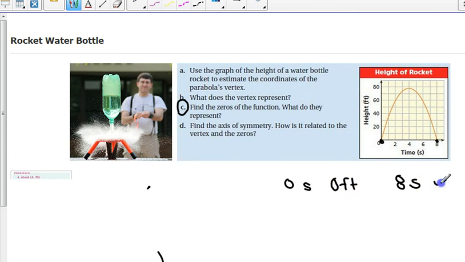But it's not just enough to tell me what those numbers are. You need to tell me what they represent. So this represents that at 0 seconds, the water bottle is on the ground. It's 0 feet high. And this represents then that it travels up into the air, and then again at 8 seconds, it hits the ground again. So this represents when it was launched from the ground, and then it hits 8 seconds and it's back on the ground. And so when you're asked what it represents, you need to tell relative to the problem given to you here, what they represent.